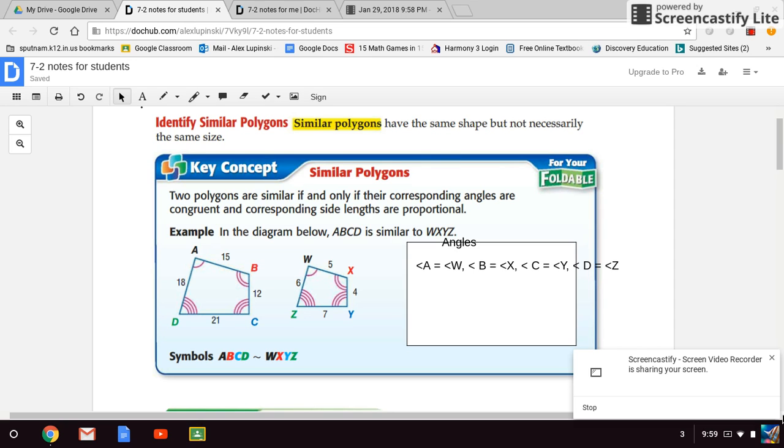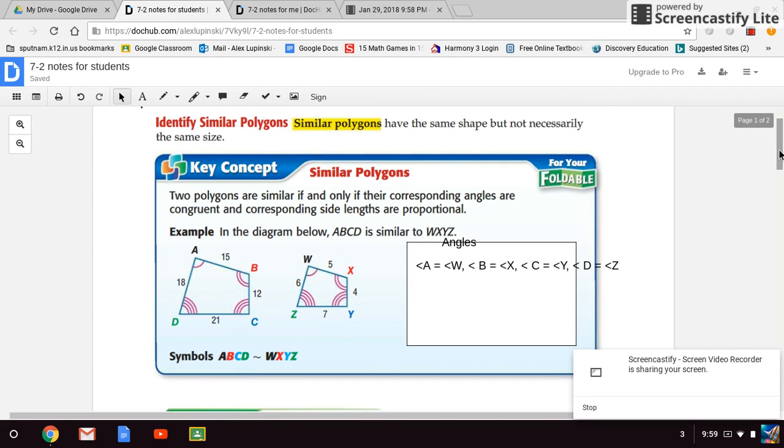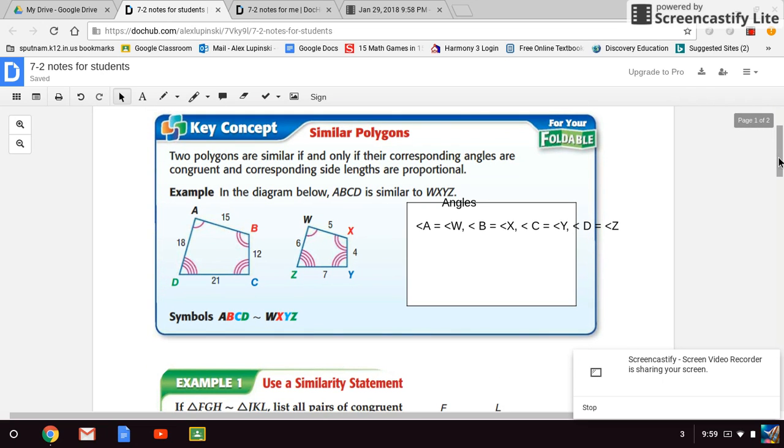So this is 7-2. It says up there. We're doing similar polygons. Similar polygons have the same shape but not necessarily the same sides. And two polygons are similar if and only if the corresponding angles are congruent and corresponding side lengths are proportional.